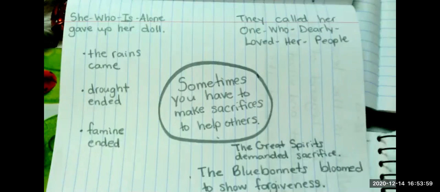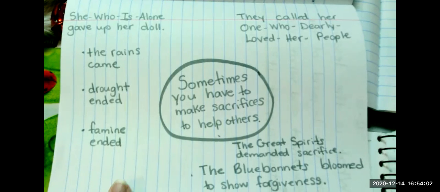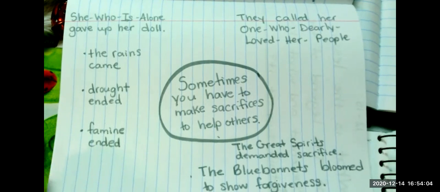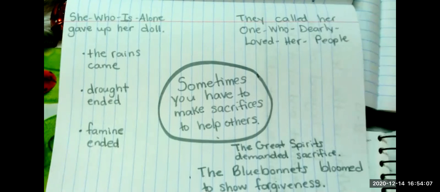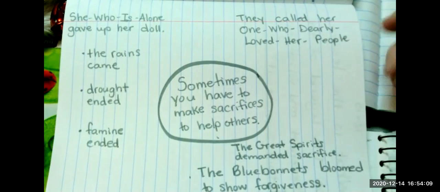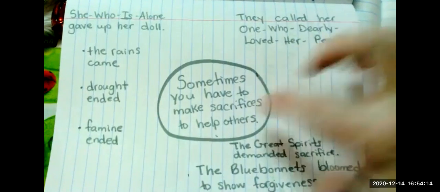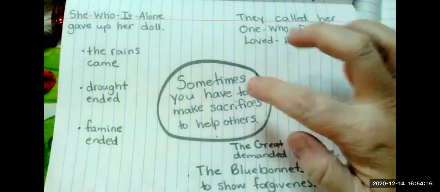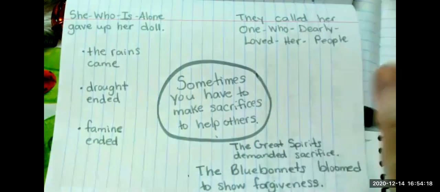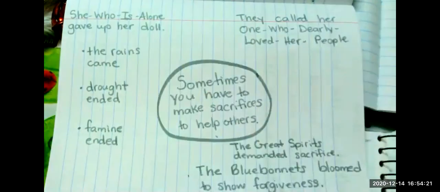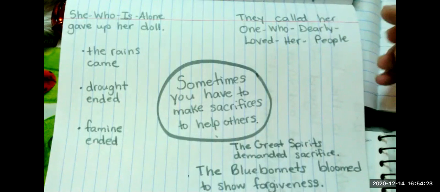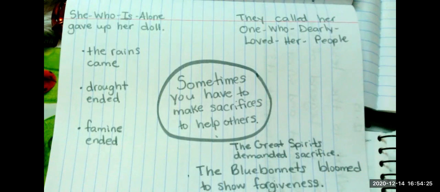Okay, so if you remember yesterday on page 83 in our journal, we came up with this chart where we said that the main idea of the story was that sometimes you have to make sacrifices to help others. So this is going to be our topic statement. This is going to be the evidence that we use to create our paragraph. Okay. But before we do that, we need to come up with an introduction.